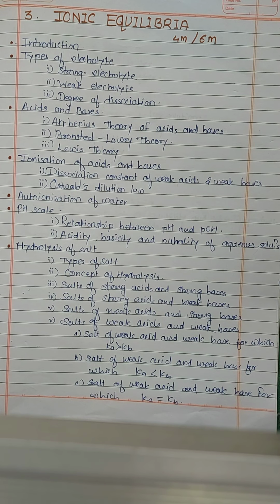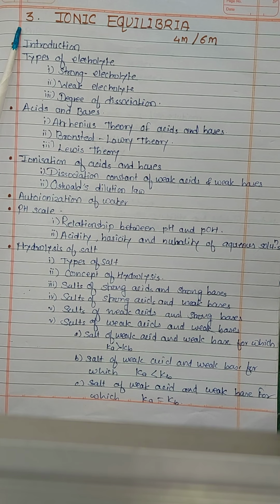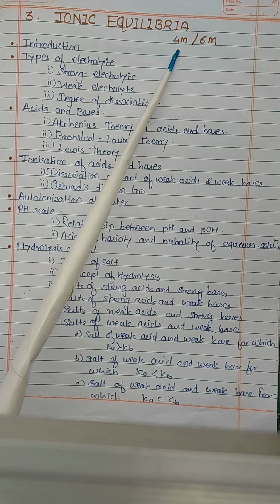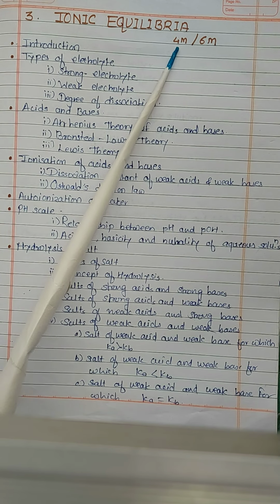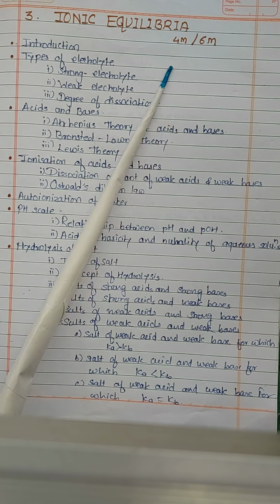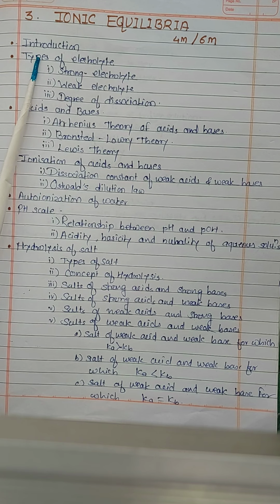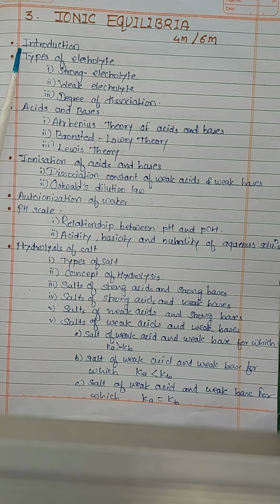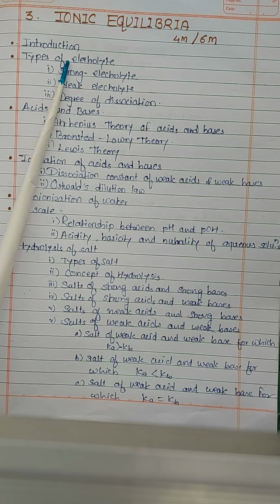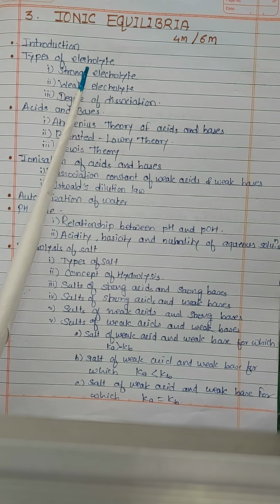Today we are going to start the third topic in our textbook, named ionic equilibrium. It gives 4 marks compulsory and 6 marks with option. First of all, we are studying the contents of ionic equilibrium. This chapter contains many points. The first one is introduction, in which we are studying ionic equilibrium, its definition, and electrolyte.